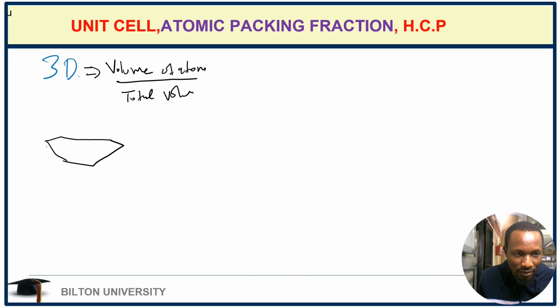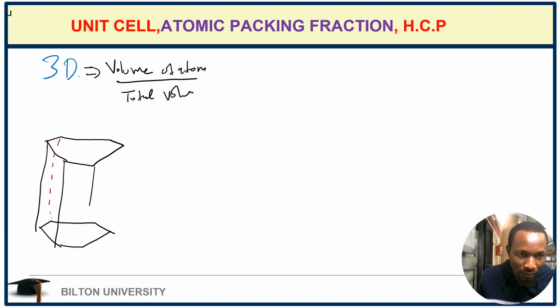Okay, it's not that well drawn, but we'll try. Okay, so this is the front face, and this is the back face there, and then this is the face this side.